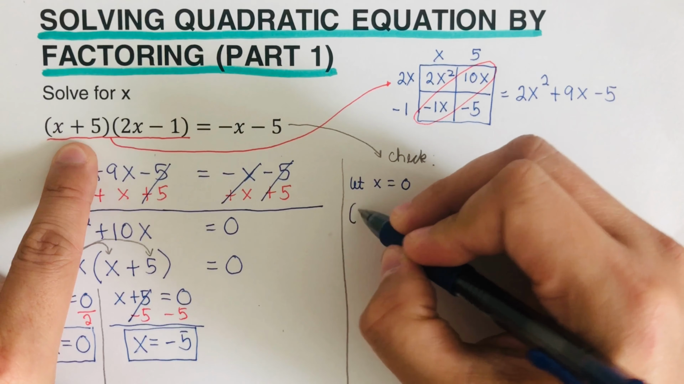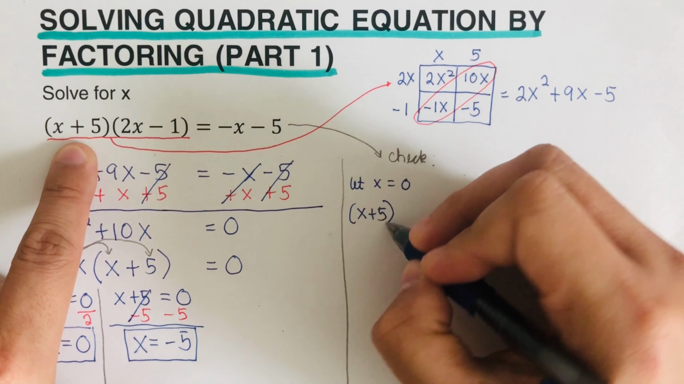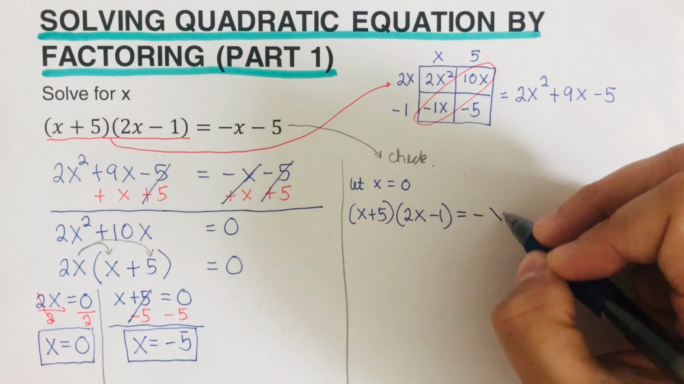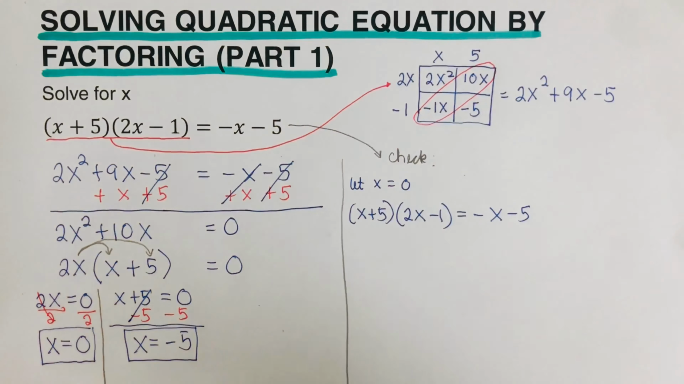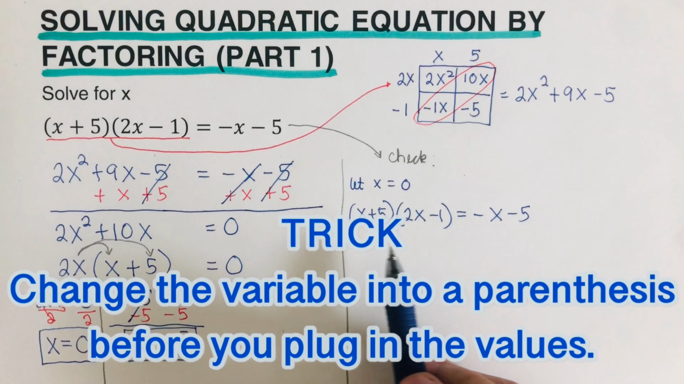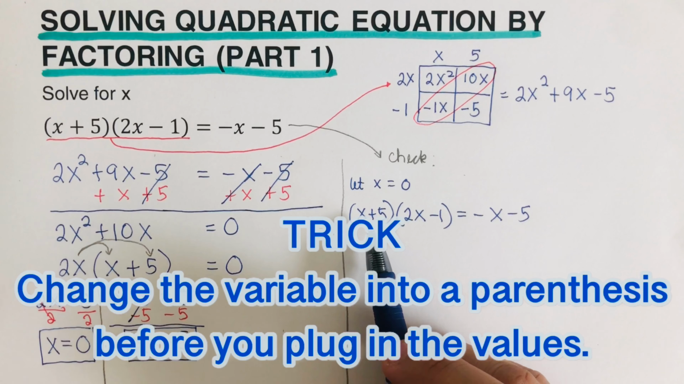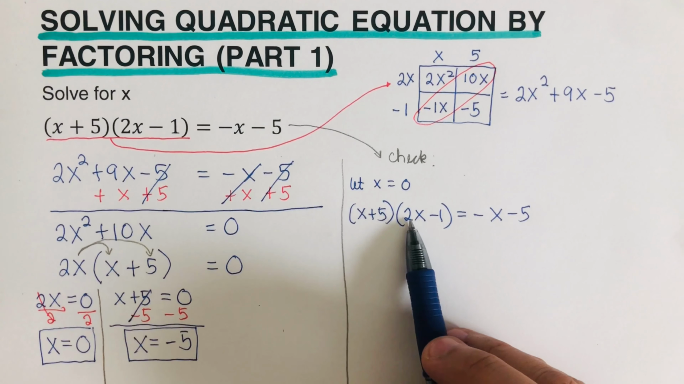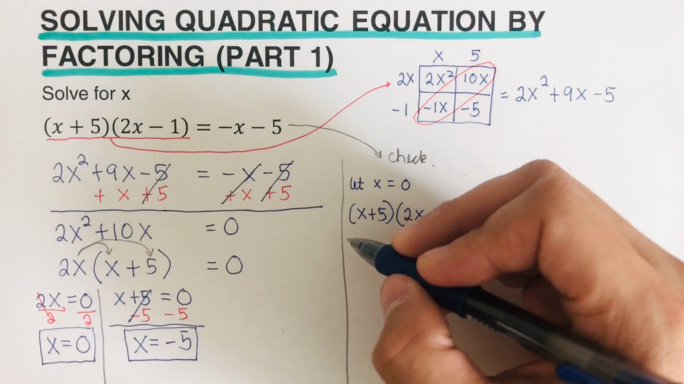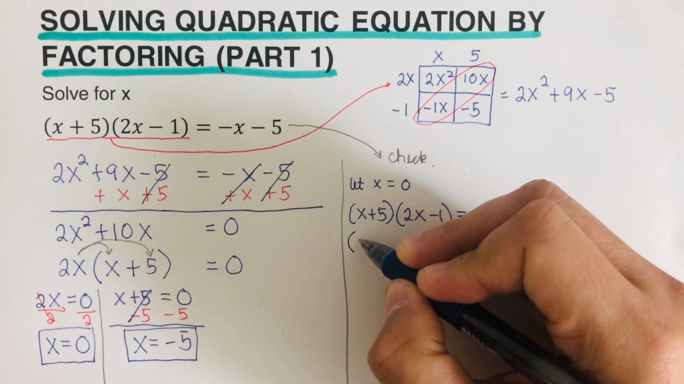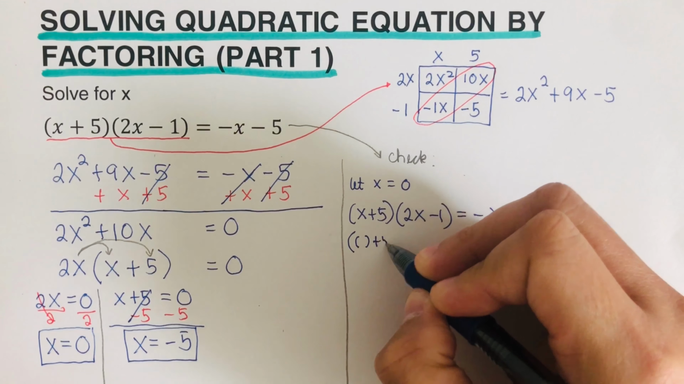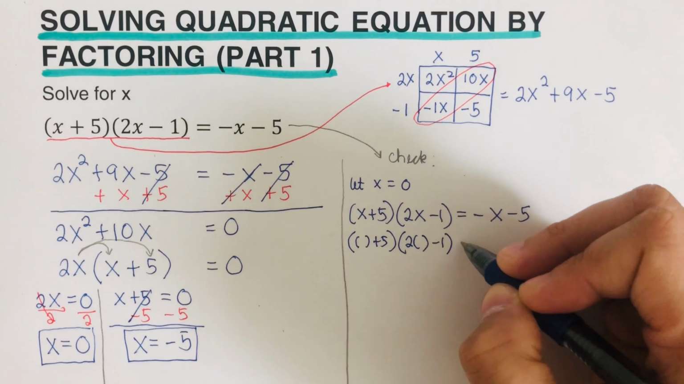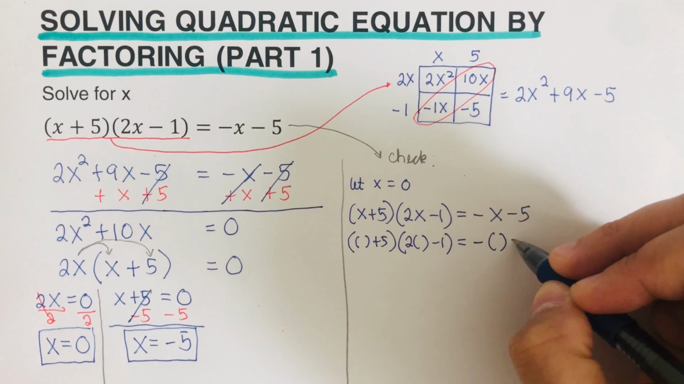So that is x plus 5. And then 2x minus 1 equals negative x minus 5. Again, the trick here is that we are supposed to change the variable into a parentheses before we plug in. So all these three x's will become a parentheses first. So this would come out parentheses plus 5, and then 2 parentheses minus 1 equals negative parentheses minus 5.